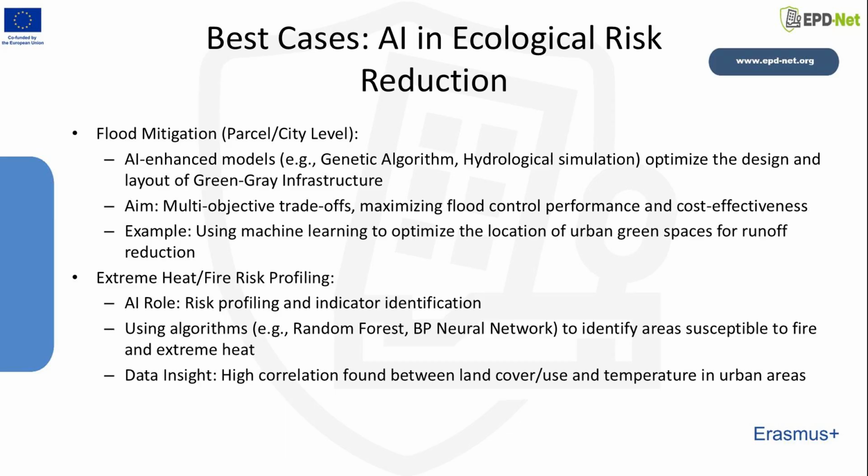Here, AI-enhanced models, utilizing sophisticated algorithms like the genetic algorithm or hydrological simulation, are crucial to optimizing the design and layout of green-gray infrastructure. The core aim is to conduct multi-objective trade-offs, maximizing flood control performance while ensuring cost-effectiveness. A practical example is using machine learning to optimize the location of urban green spaces specifically for efficient runoff reduction.